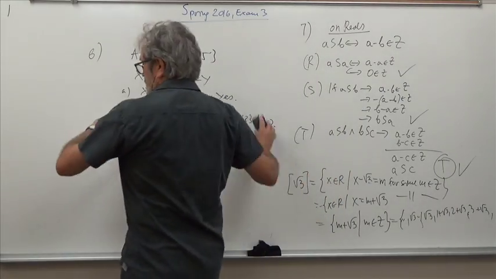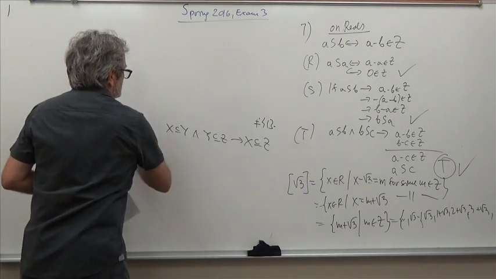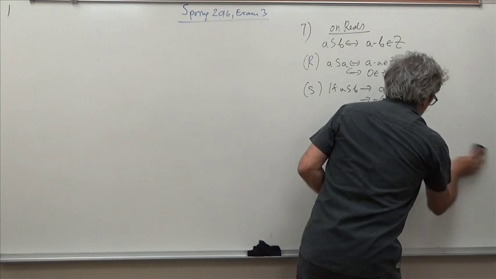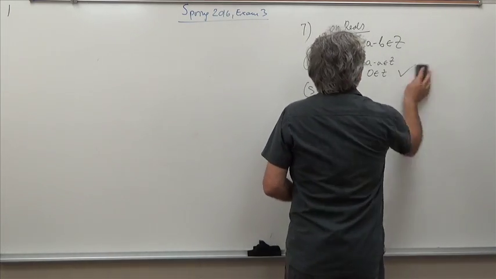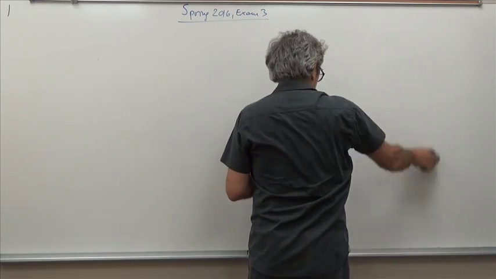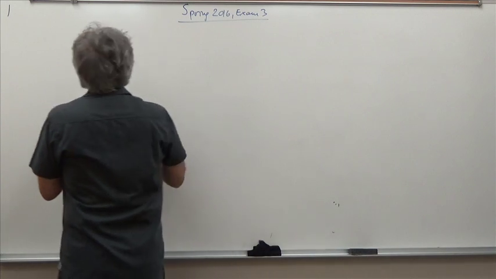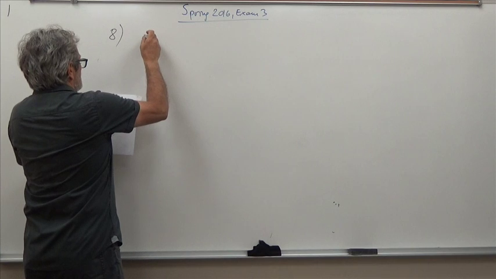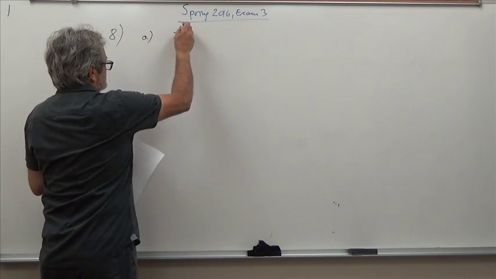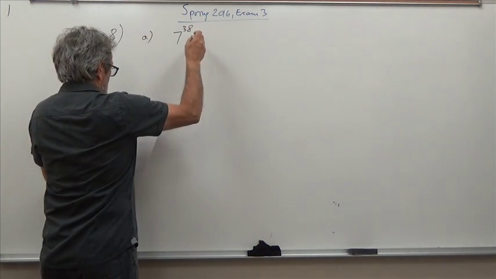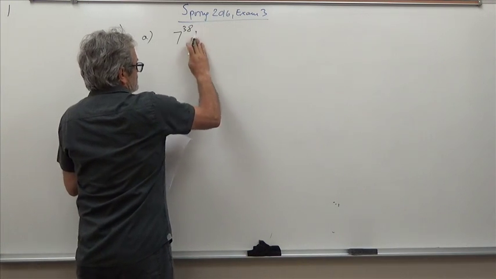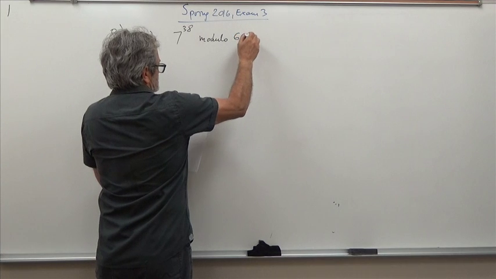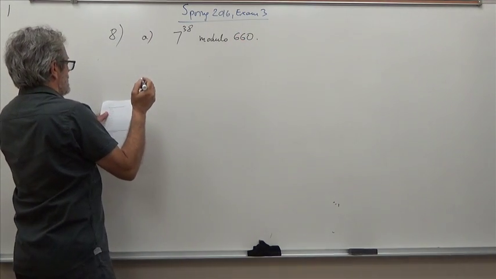Problem number 8. That was the last problem. Your exam will have 10 problems. Last spring, for some reason, we had 11 problems. So here it is. Number 8 is the same one as your quiz. So that would be: find the remainder of 7 to the 38 modulo 660. So what did we do?